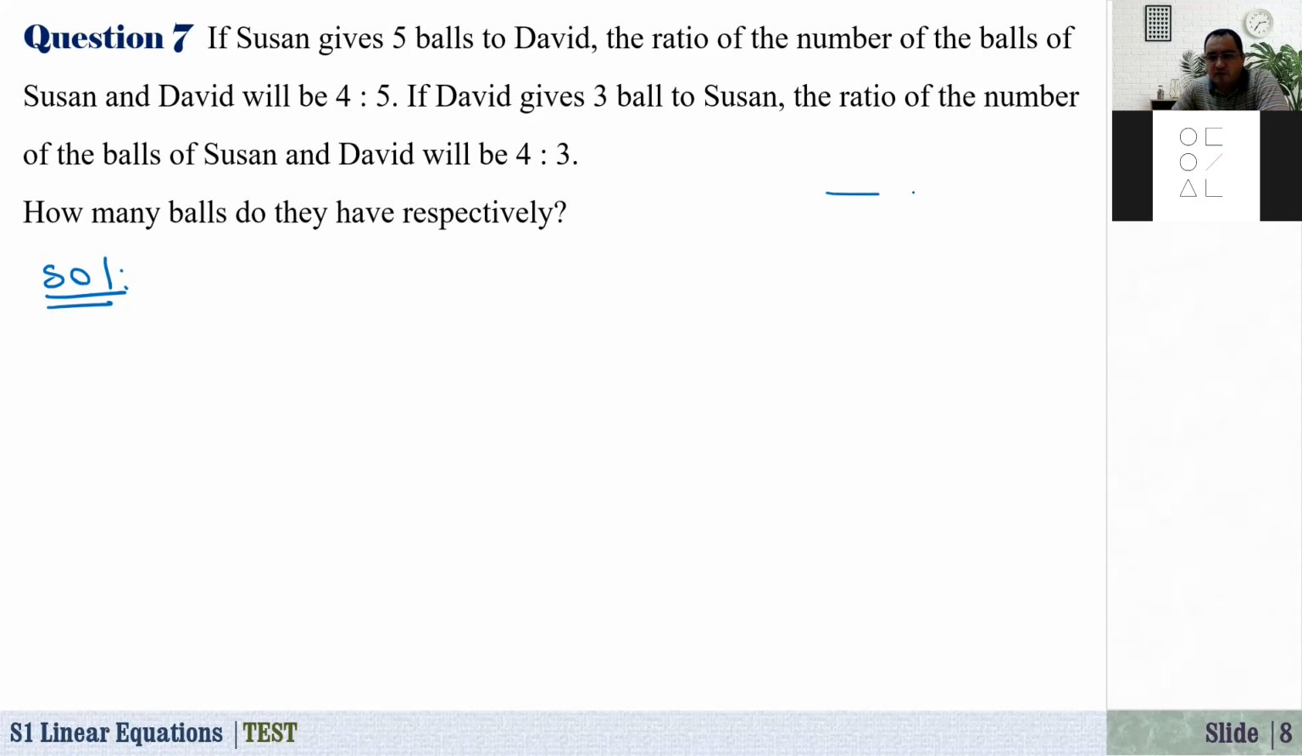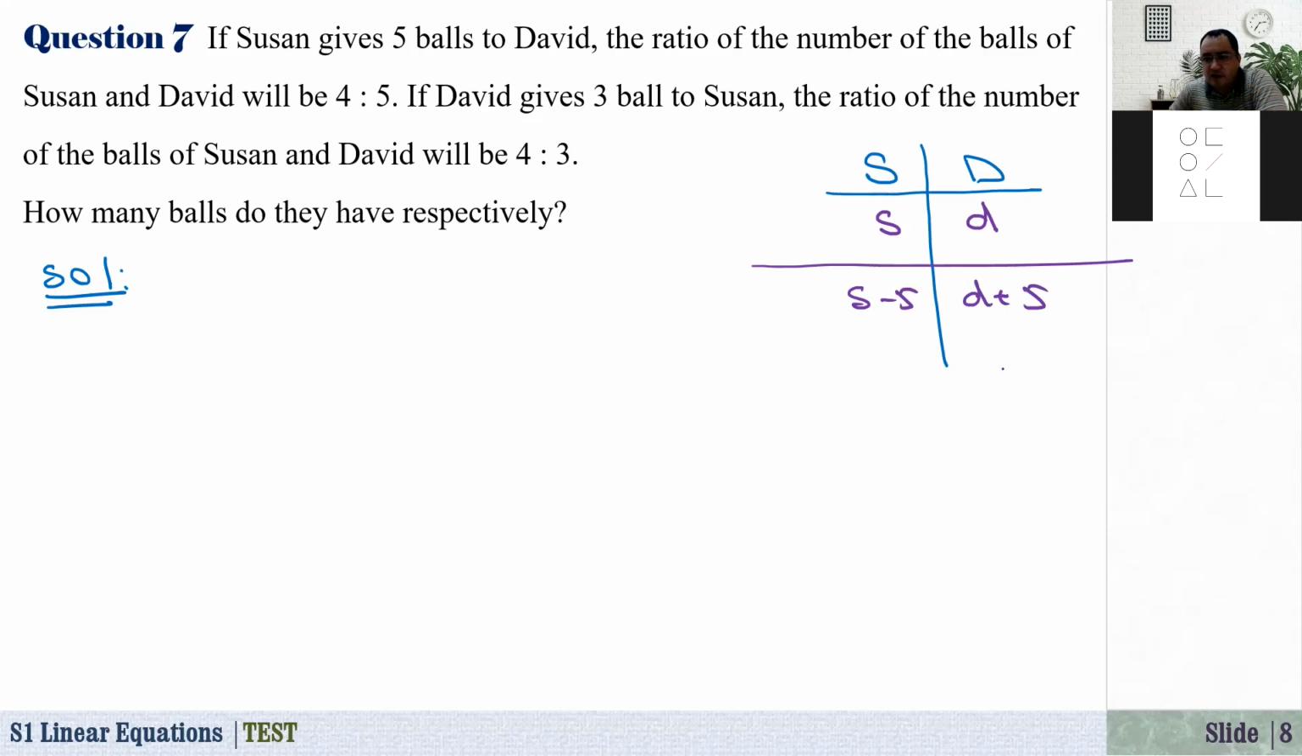So let me just draw our table here. We are talking about 2 students. Here we have Susan and David, right? And how many balls do they have? We don't know. Let me just use the first letter of their names. So it is S, and here we have D. At the beginning, Susan has S balls, David has D balls. And if Susan gives 5 balls to David, here we have S minus 5, D plus 5, right?